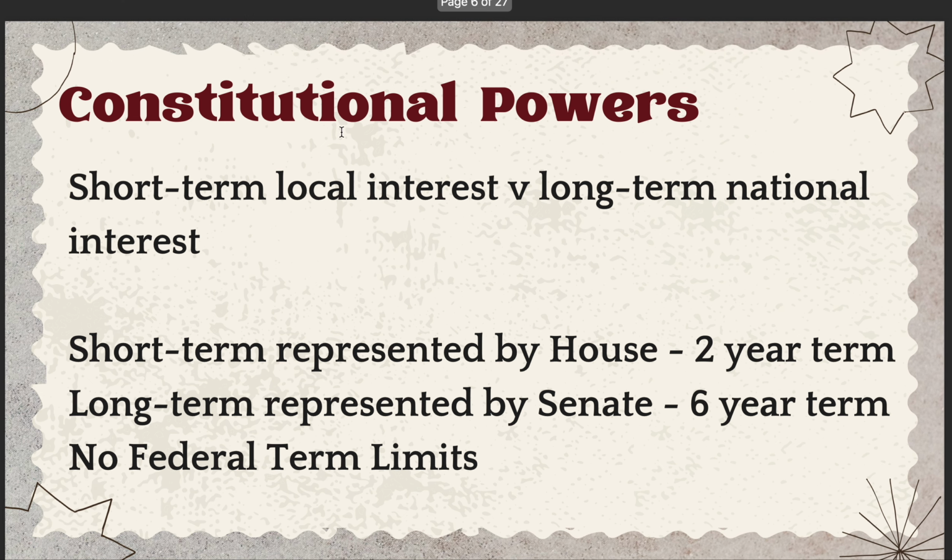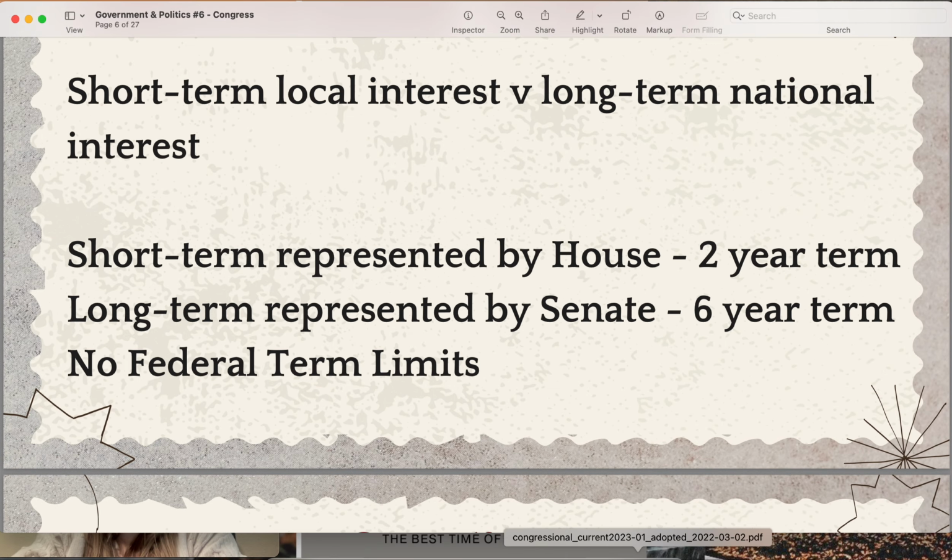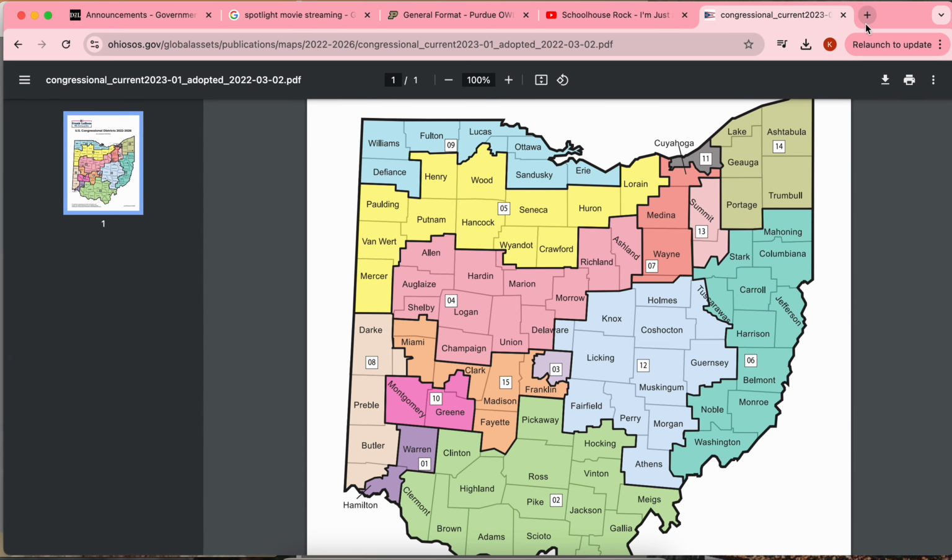The thing that everyone argues about with the U.S. Congress is they do not have federal term limits, which means you can serve and serve and serve until you only get out in a couple of ways. You're not elected anymore. You pass. You retire. I believe you could also be impeached, but that doesn't happen.